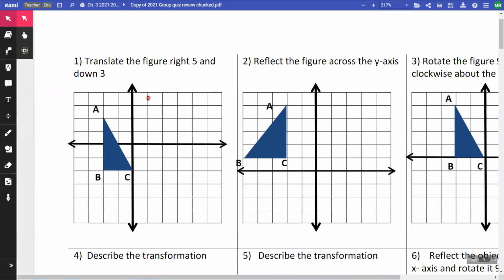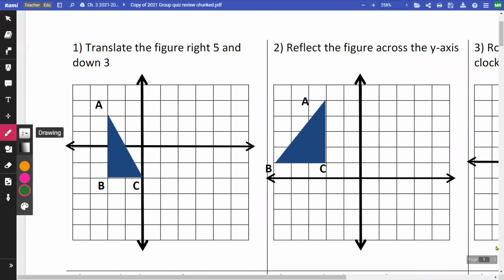So this video is for our chapter 3 D-Day number 2. On this, what we want to do is translate the figure right 5 and down 3. So I'm going to do that, right 5 and down 3. I'm going to take each one of these and move it that many. So right 5, 1, 2, 3, 4, 5, and then down 3, 1, 2, 3.